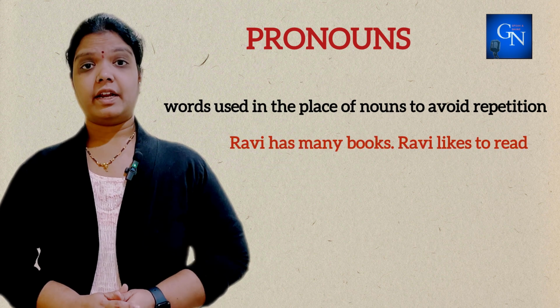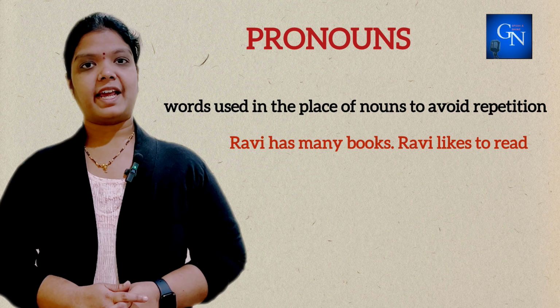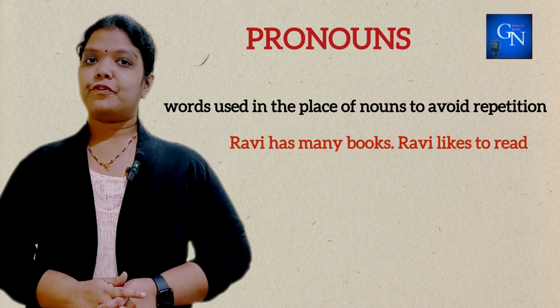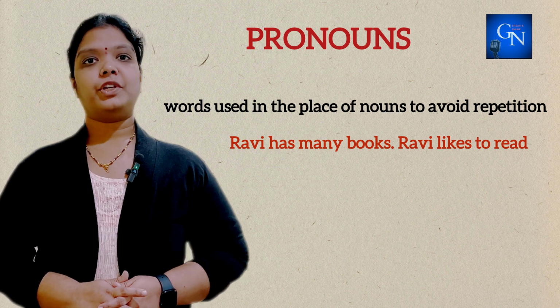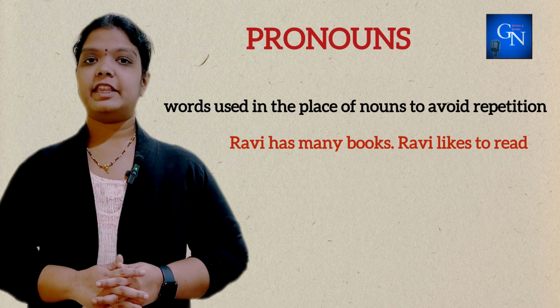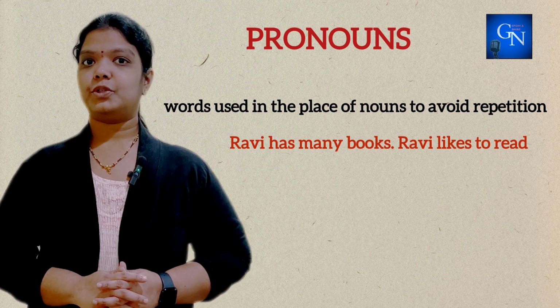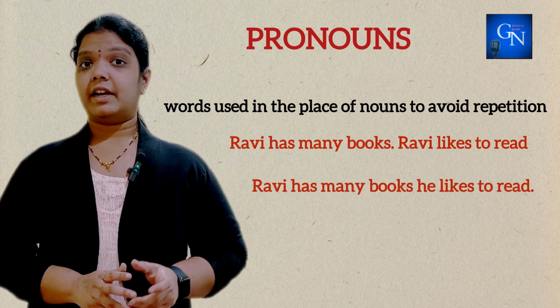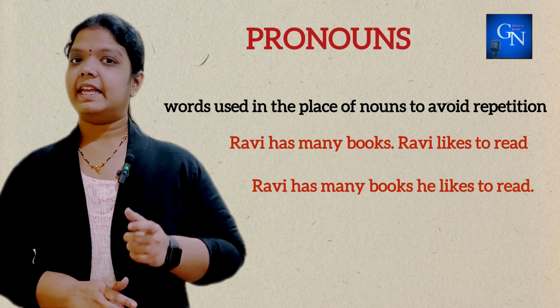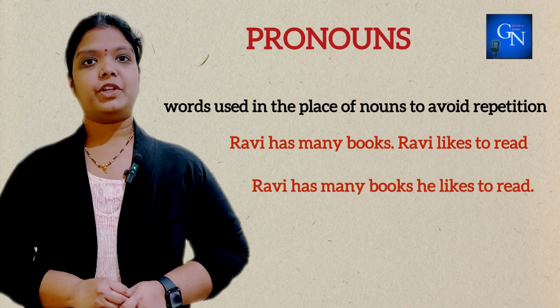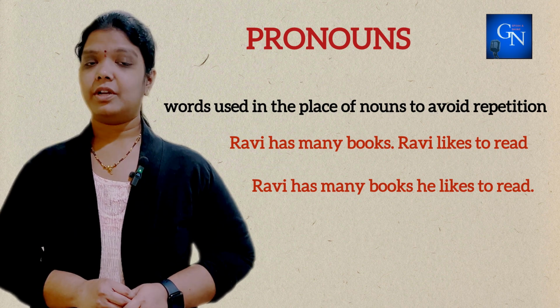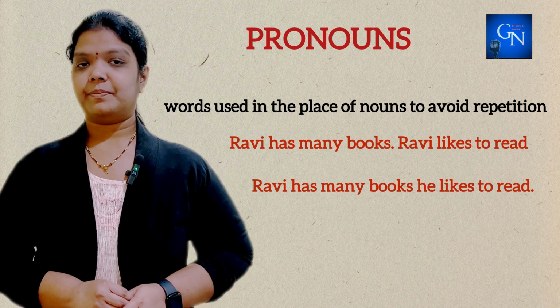For example, Ravi has many books. Ravi likes to read. Instead of using Ravi so many times, we use a pronoun called he in the place of noun Ravi to avoid repetition. Ravi has many books. He likes to read. This is how we use a pronoun in the place of noun to avoid repetition.